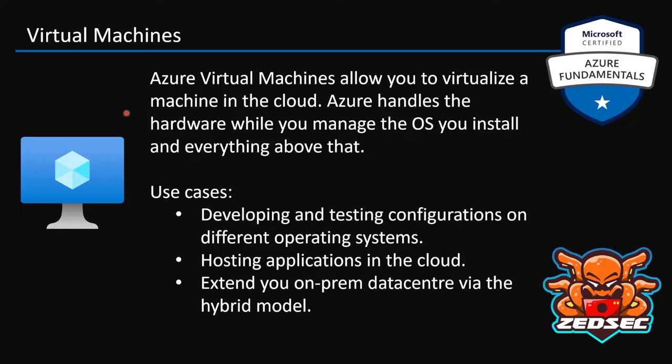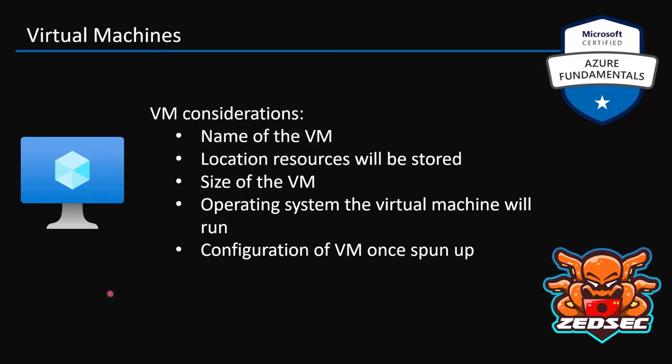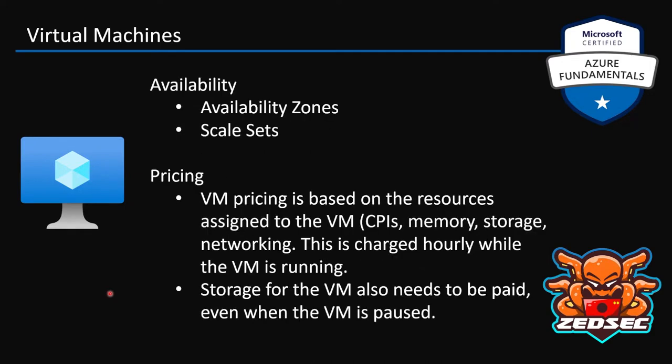Virtual machines. Azure Virtual Machines allow you to virtualize a machine in the cloud. Azure handles the hardware while you manage the OS you install and everything above that. The use cases would be developing and testing configurations on different operating systems, hosting applications in the cloud, or extending your on-prem data center via the hybrid model. Considerations when creating a VM: the name of the VM, the location the resources will be stored in, which is the region, the size of the VM, the operating system the virtual machine will run, and the configuration of the VM once spun up.